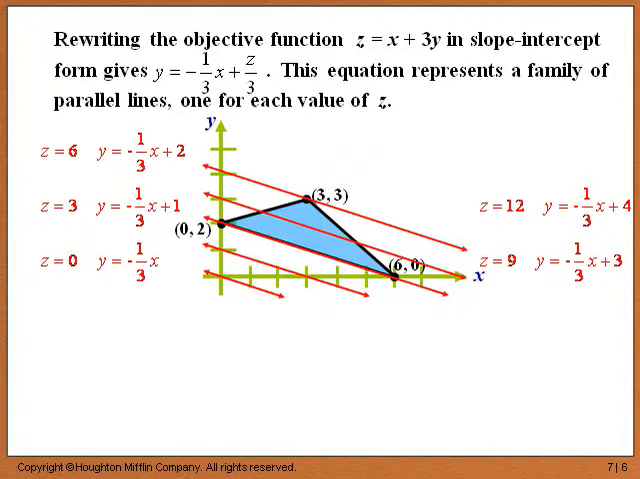For z equals 12, I get y equals negative 1/3 x plus 4. And this line, which has the y-intercept of 4, does pass through a vertex, and so it can be a maximum or minimum. And given the value of z, 12, which is greater than any of the other z values, it must be our maximum.